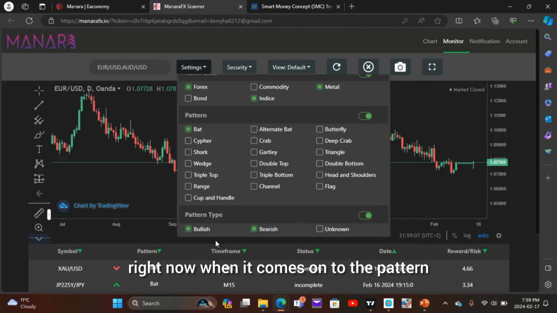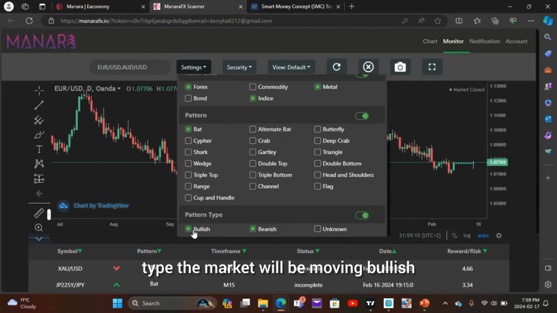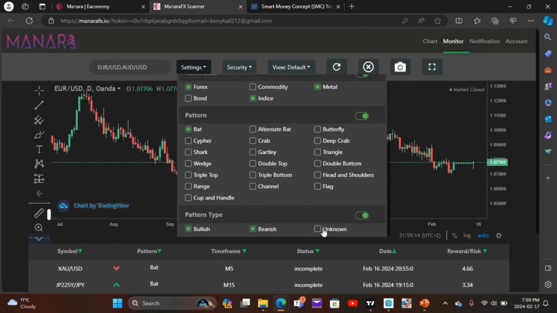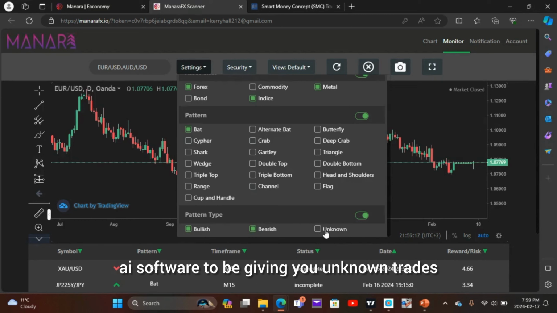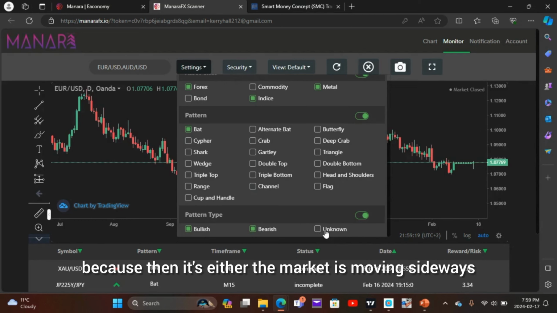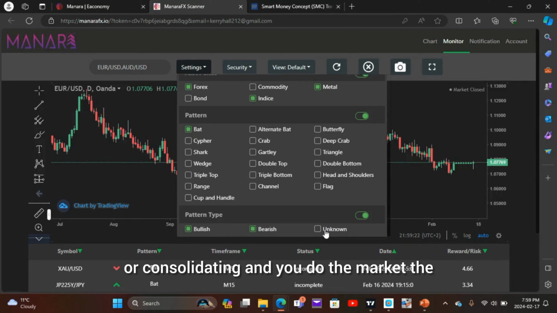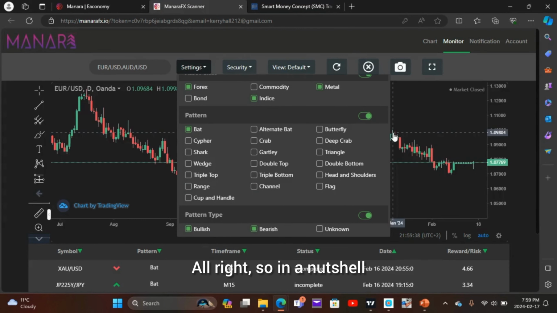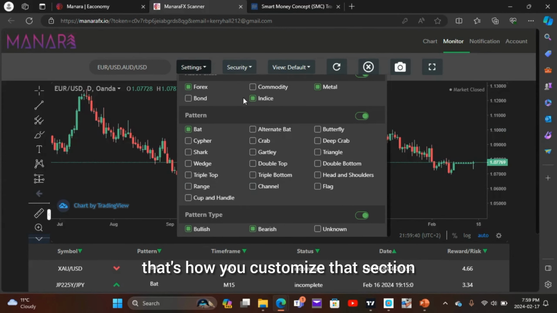Now, when it comes to the pattern type, the market will be moving bullish or bearish. You do not want the AI software giving you unknown trades, because then either the market is moving sideways or consolidating, and the software is basically saying, I don't know what the market is doing. So you don't want unknown trades. You either want a bearish bias or a bullish bias, so that you know what the markets are doing. All right, so in a nutshell, that's how you customize that section.